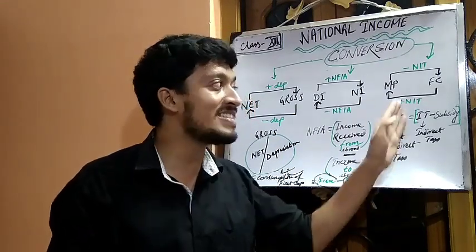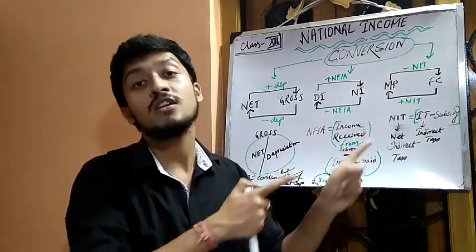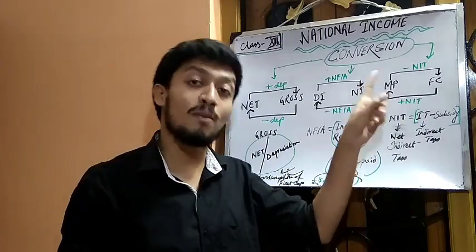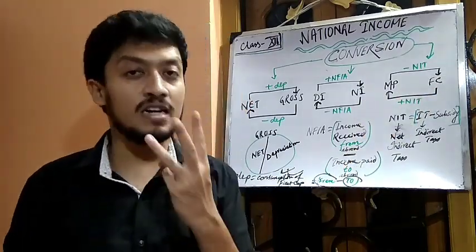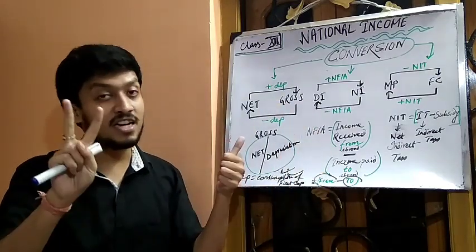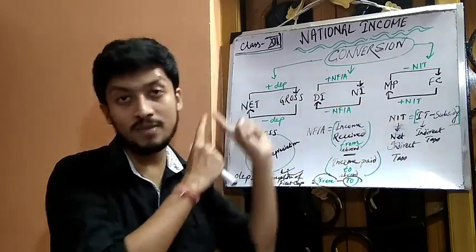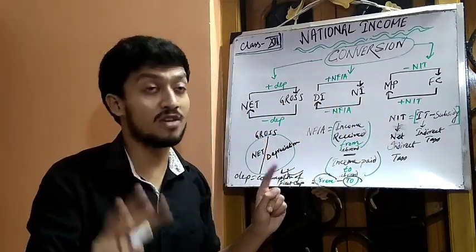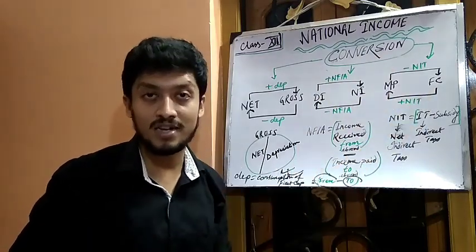And when you add this net indirect tax with the factor cost, you are going to get market price. And when you subtract this net indirect tax from the market price, you are going to get the factor cost. This is all about our three conversions. One is from net to gross and from gross to net. The second conversion was from domestic income to national income and from national income to domestic. And the third most important conversion is from market price to factor cost and from factor cost to market price.